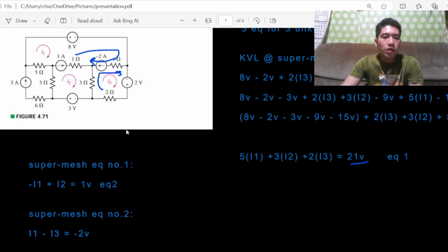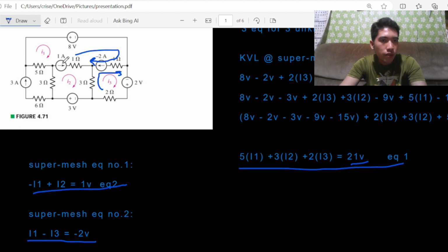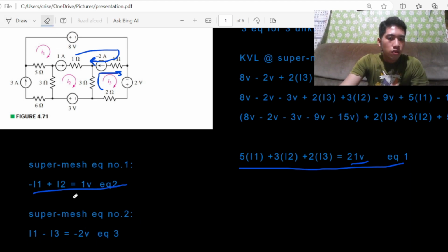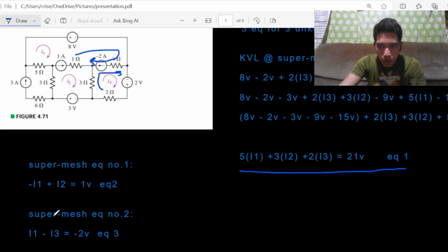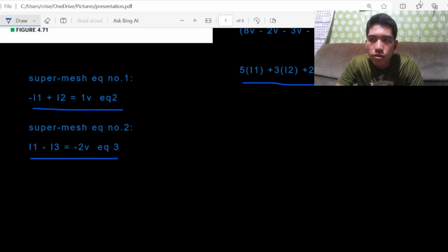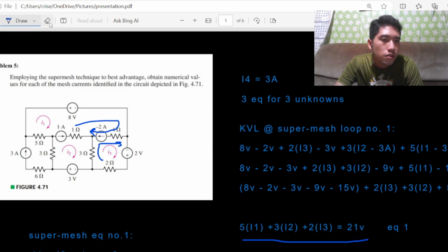So here we go. We now have 3 equations. We have the equation number 1, equation number 2, and equation number 3, which I forgot to write. And I'm sorry for that. Let's write that again. This is our equation number 3. So we now have 3 equations, 1, 2, and 3. After finding out the 3 equations needed to solve this problem, we can then use Cramer's rule to identify the unknown values for each current.